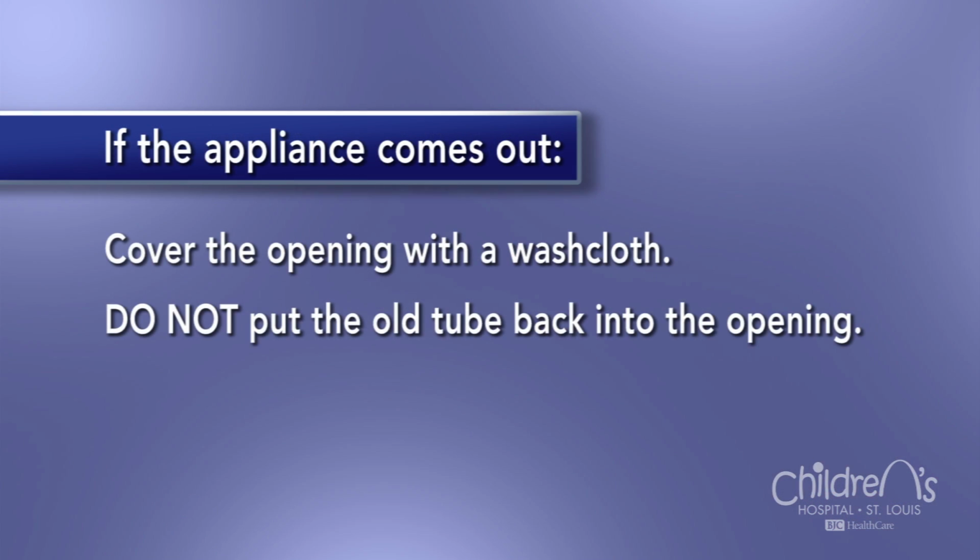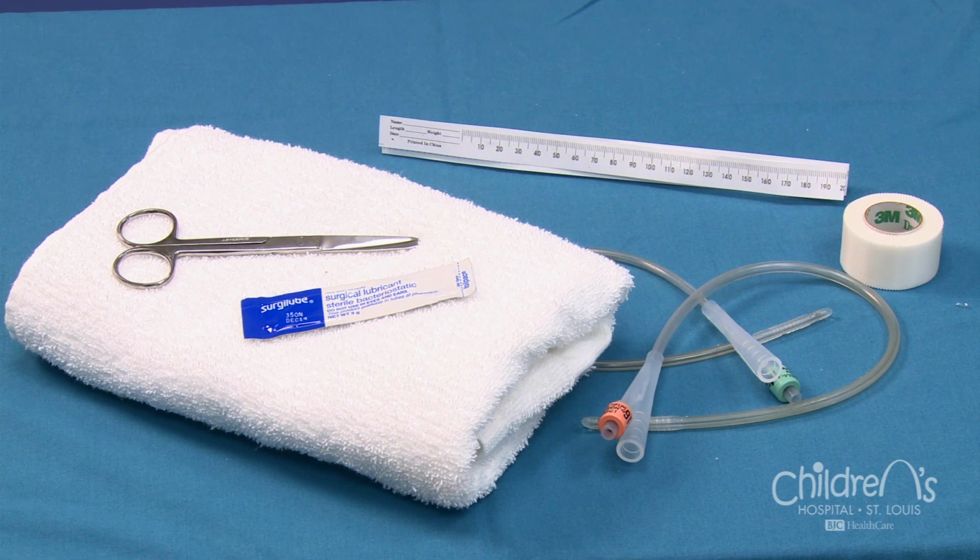When you find your child's gastrostomy appliance has come out, cover the opening with a washcloth. Do not put the old tube back in. The tube is blunt, which may push your child's stomach away from the abdominal wall. Next, assemble your supplies. You'll need a Foley catheter, a washcloth, water-soluble lubricant, tape, a measuring device, and scissors. Take a deep breath and try to relax your child.